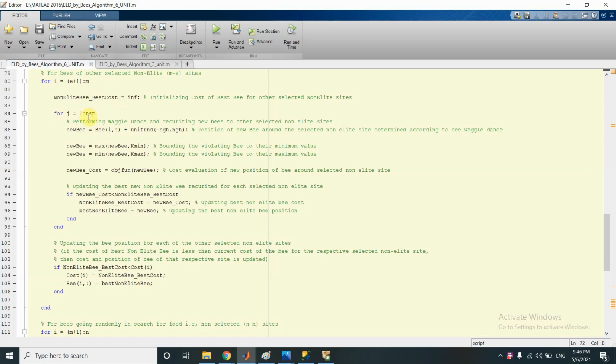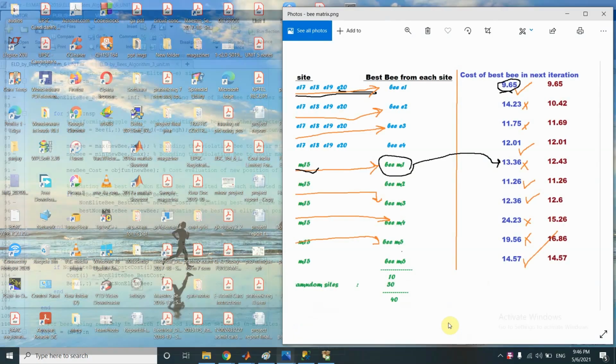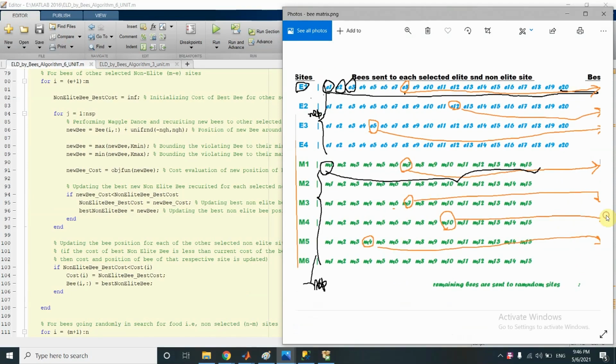So we will be sending NSP number of bees around the non-elite selected sites. Each iteration of this for loop will correspond to one of these non-elite selected sites, and each iteration of this for loop will correspond to one of these new Bs that are recruited to go around the non-elite site.